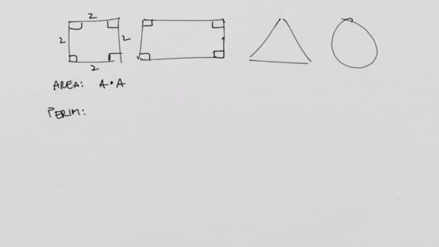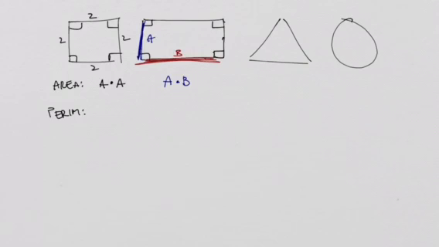And then for a rectangle, since the sides aren't all the same, this one might be A, and this length might be B. So it's A times B.